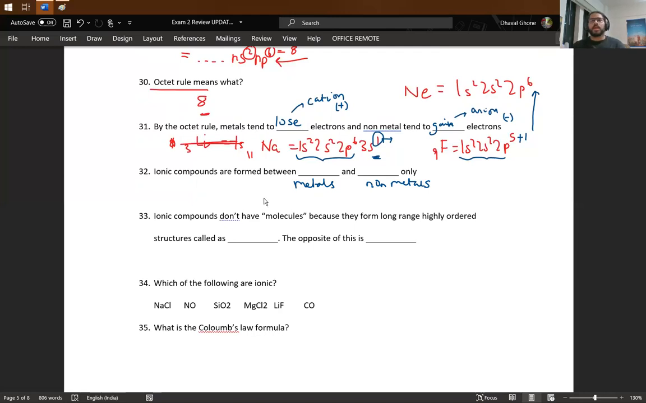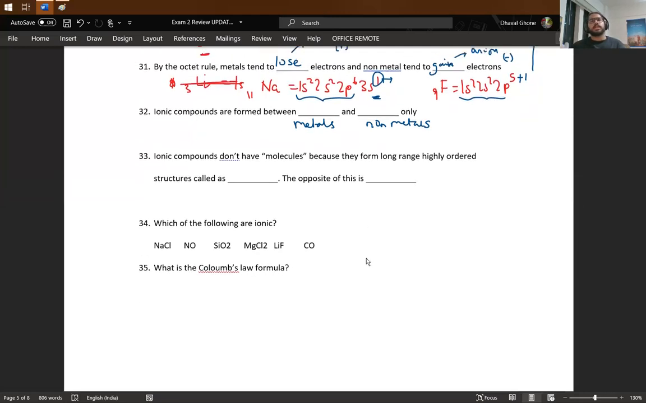Following that, question 33 asks, ionic compounds don't have molecules per se because they form long-range, highly ordered structures called blank. And the follow-up to that is the opposite of this is called blank. If we take the example of NaF, we write it as NaF because the ratio is 1 to 1. But in reality, there are so many Na ions and so many fluorine ions that they form a long, very ordered structure called a lattice. To be accurate, it's not any kind of lattice, it is a crystalline lattice.